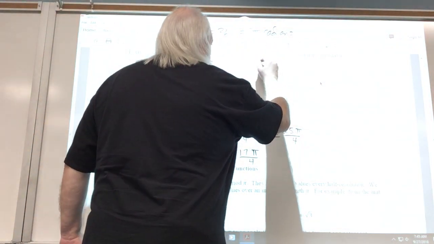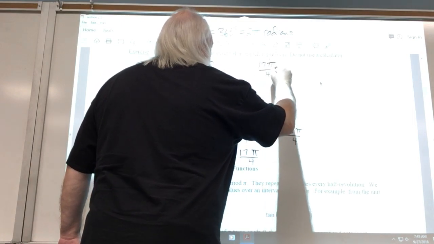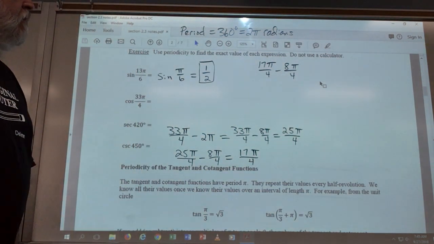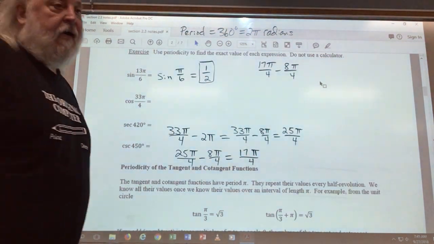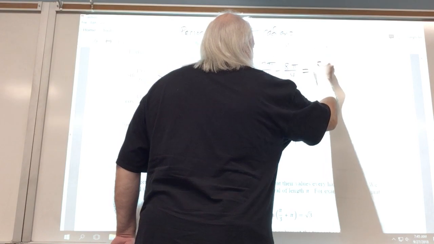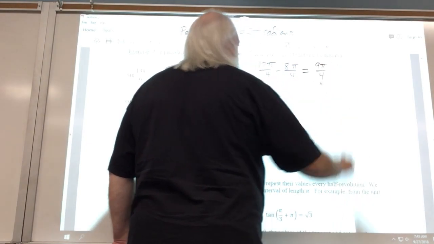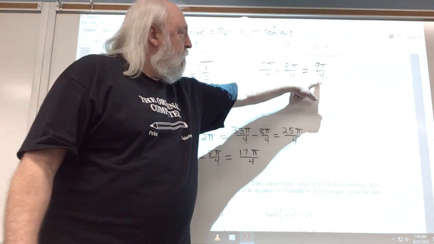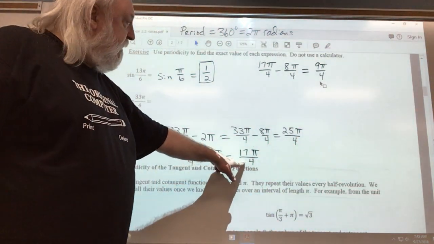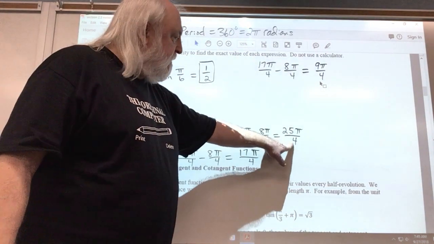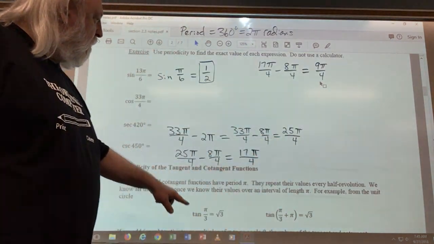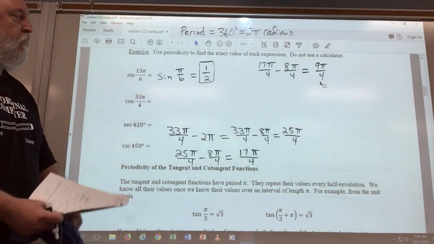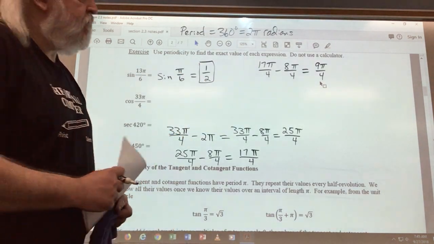If we subtract 2 pi from that, it doesn't change the value of the cosine function. So we have 17 pi over 4 minus 8 pi over 4, which is the same as 2 pi. 17 pi minus 8 pi is 9 pi, and so we have 9 pi over 4. So the cosine of 9 pi over 4 has the same value as the cosine of 17 pi over 4, which has the same value as the cosine of 25 pi over 4, which has the same value as cosine 33 pi over 4. But 9 pi over 4 is still more than 1 revolution.